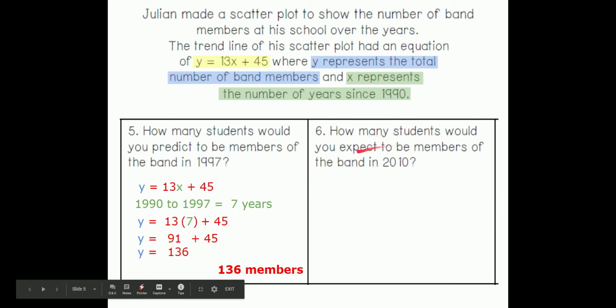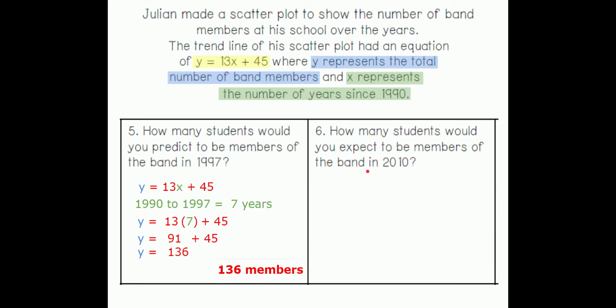Number 6, how many students would you expect to be members of the band in 2010? It's very similar to the last one, so you can go ahead and pause and try it on your own, but the equation we're using is y equals 13x plus 45 again. We need to find the number of students, and they want to know how many members are in 2010. So remember, x represents the number of years since 1990. How many years between 1990 and 2010? Well, it's 20 years. You subtract 2010 minus 1990, you're going to get 20.